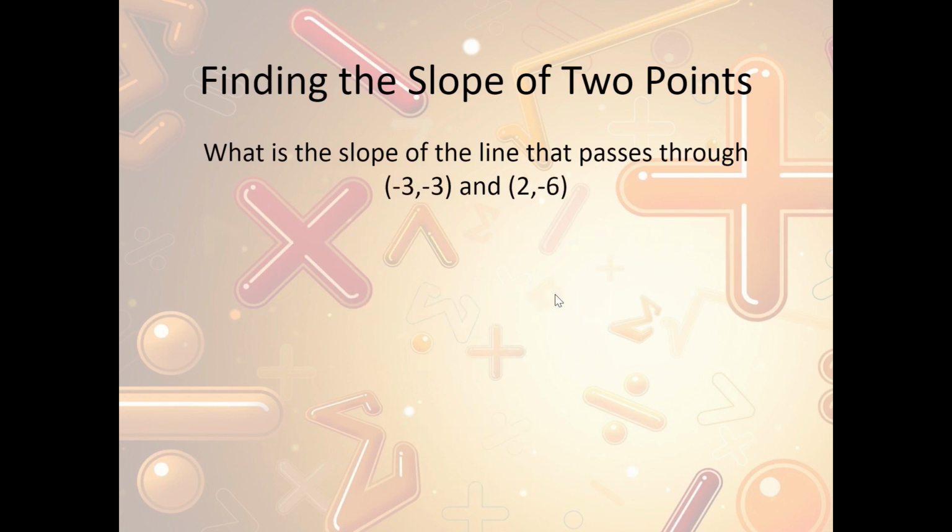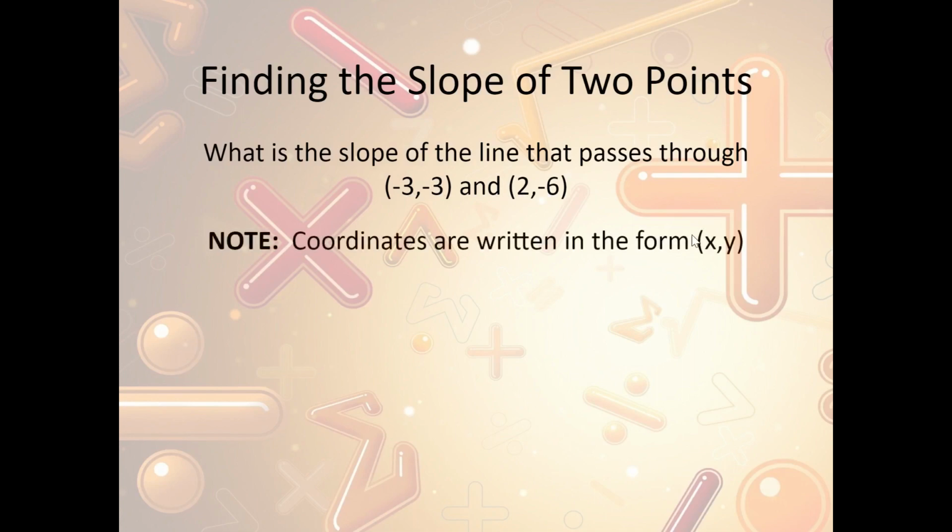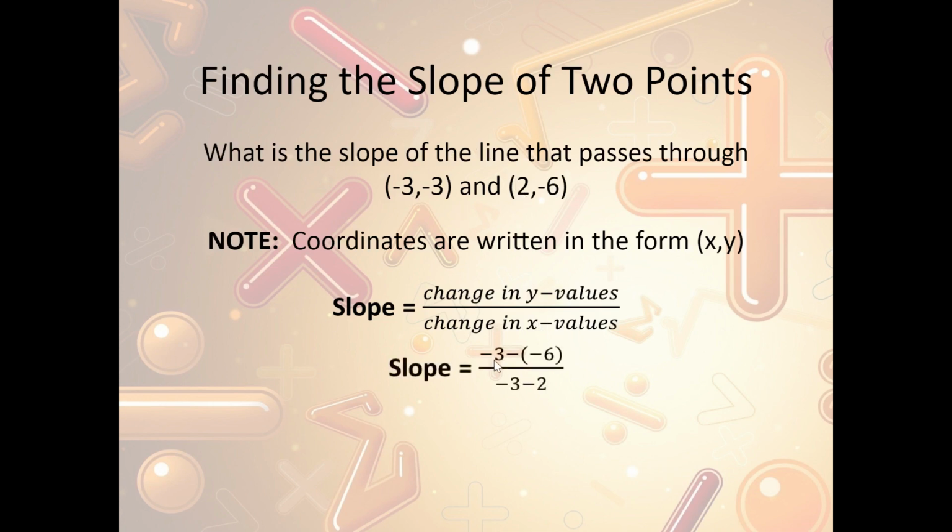Let's look at another example. So what is the slope of the line that passes through negative 3, 2 and negative 6? Again, coordinates are written as x and y. So this is my x, this is my y, this is my x, this is my y. And slope is change in y over change in x. So I'm going to calculate that by subtracting my y values first. So negative 3 minus negative 6. And then I'm going to subtract my x values, which is negative 3 minus 2.